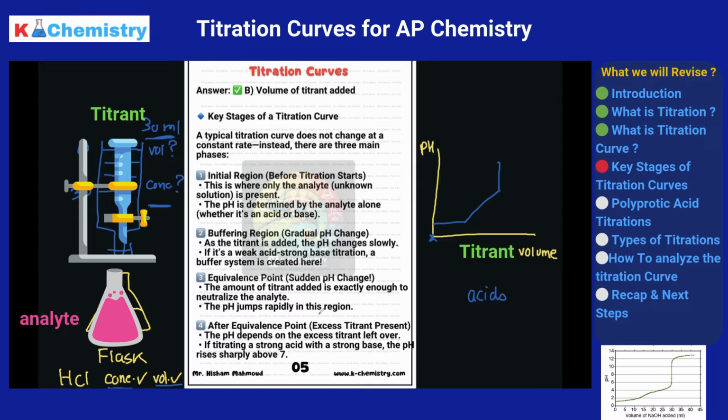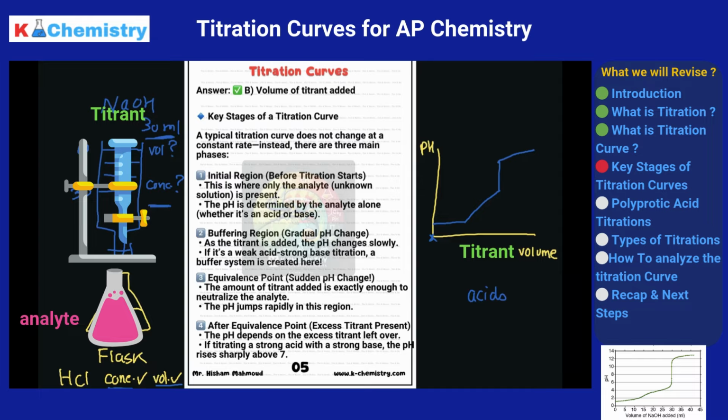And the last part, number 4, after the equivalence point, after the reaction has ended and they have become equal, I start adding excess. So when I add excess, the solution now depends on the titrant. If this is an acid and I'm adding a base, now it becomes a basic solution. So the pH starts to increase again toward the pH of the base.